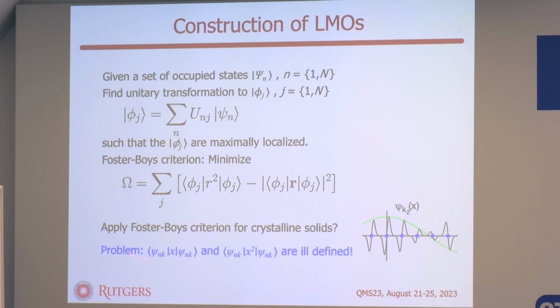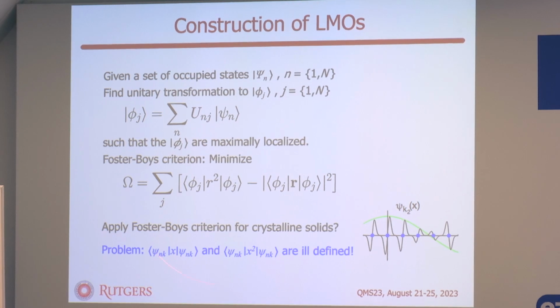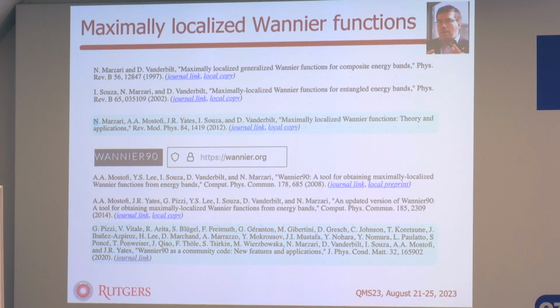But if you try to evaluate matrix elements of the X or the X squared operator or Y squared in a crystalline system, you have a problem because the Bloch functions go to infinity and these operators blow up. And so the initial paper by Marzari and myself was in 1997, where we suggested a procedure for implementing the Boys minimal spread criterion in a crystalline solid.